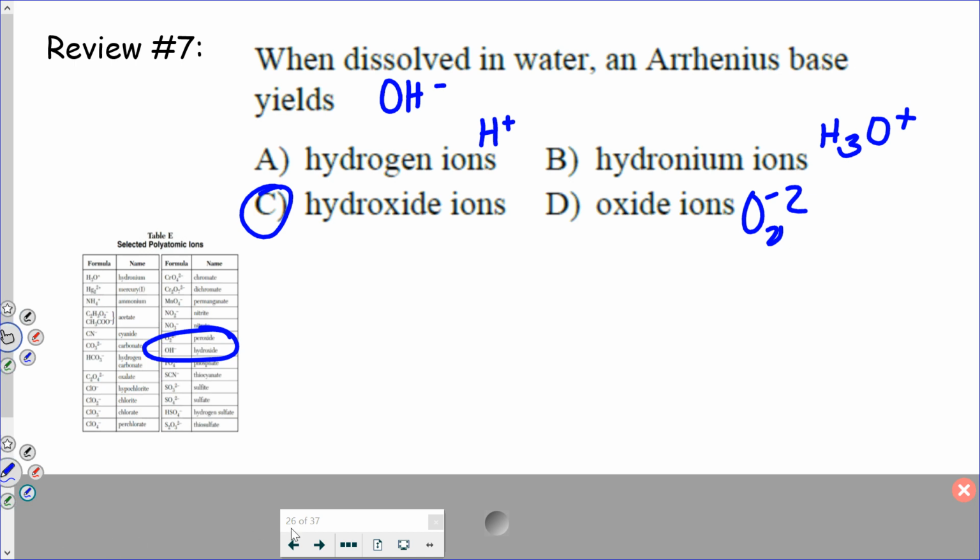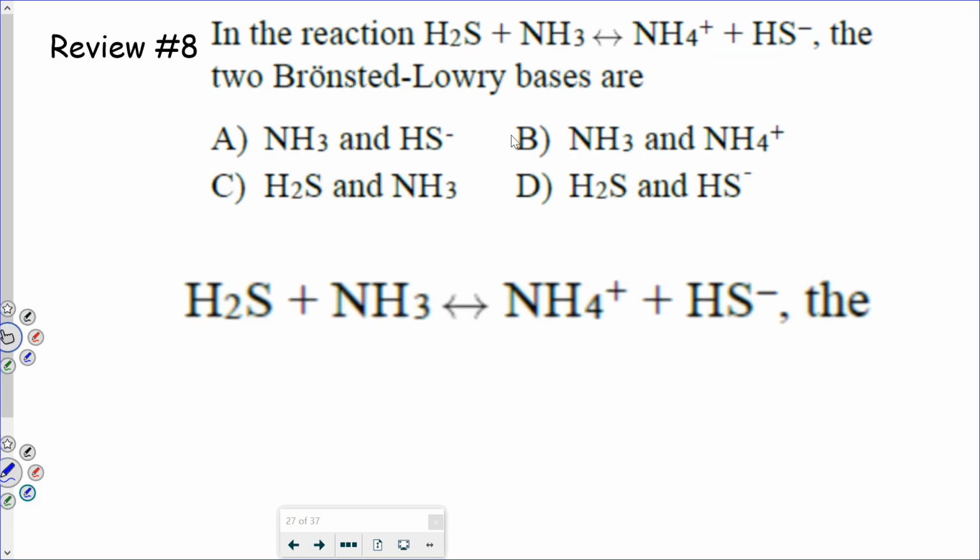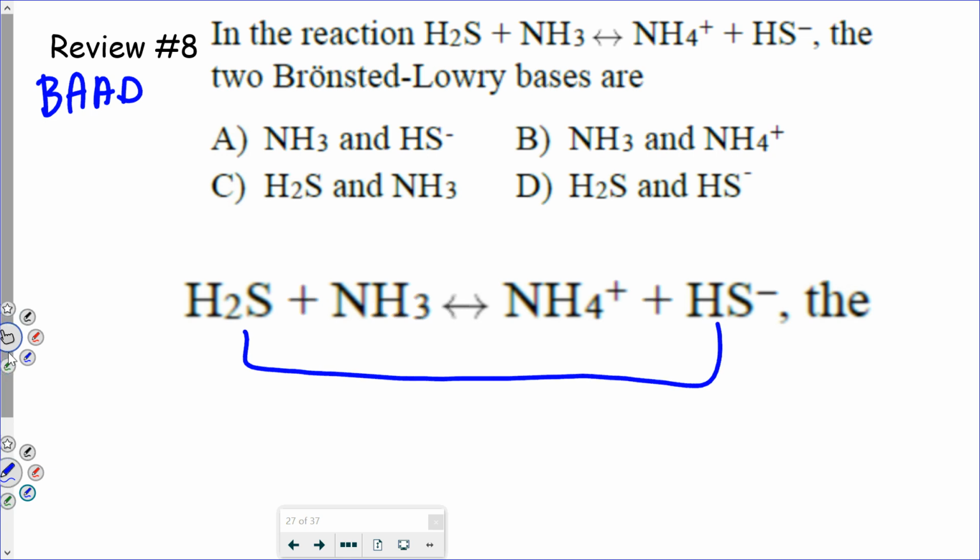Okay, and your last problem. In the reaction, H2S plus NH3, double-sided arrow, NH4 plus HS minus, the 2 Bronsted-Lowry bases are what? So they want the base and the conjugate base. So pause the video. Remember, once again, when you're asked these type of problems, it's BAAD, bases accept, acids donate. Here's my first conjugate pair. They differ by only one hydrogen. Here's my second conjugate pair.